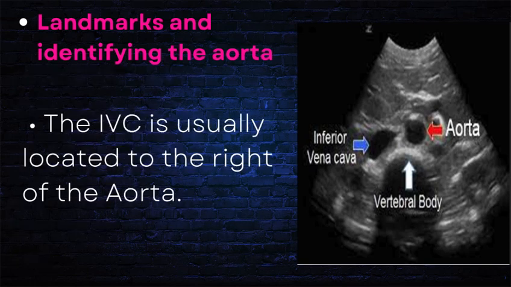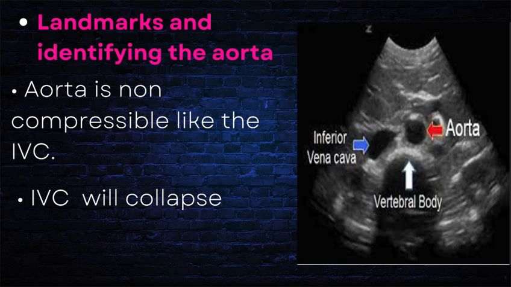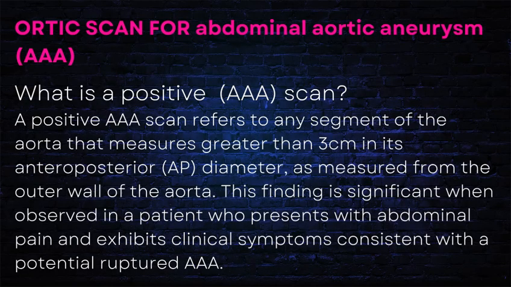The IVC is usually located to the right of the aorta. Aortic wall is thicker than the IVC and is usually round, whereas the IVC can be teardrop or curved. Aorta is non-compressible, unlike the IVC. IVC will collapse. Aortic scan for abdominal aortic aneurysm, AAA.